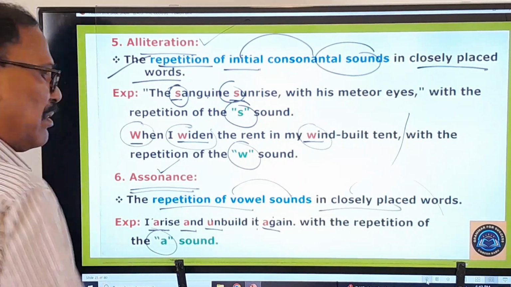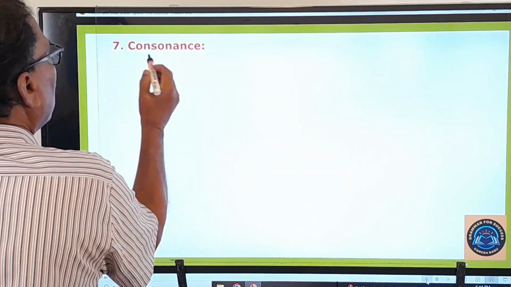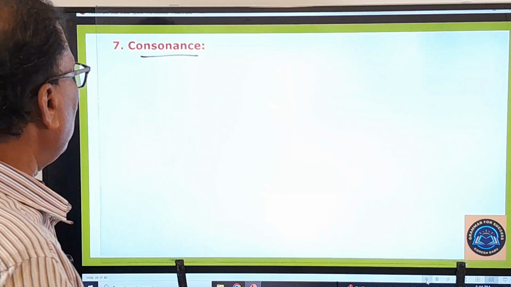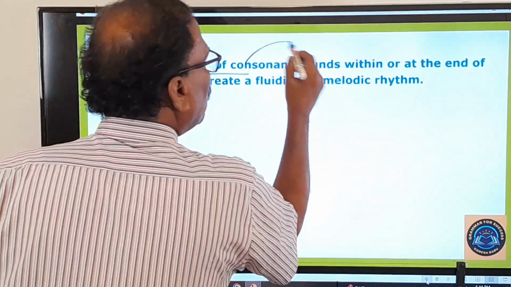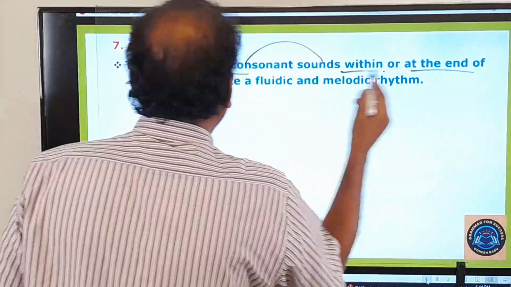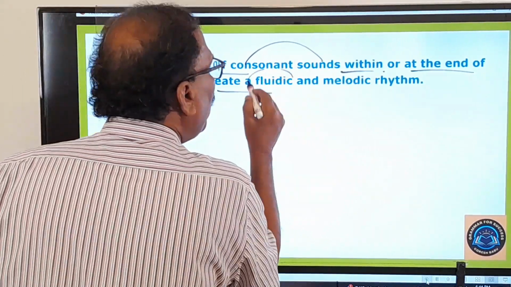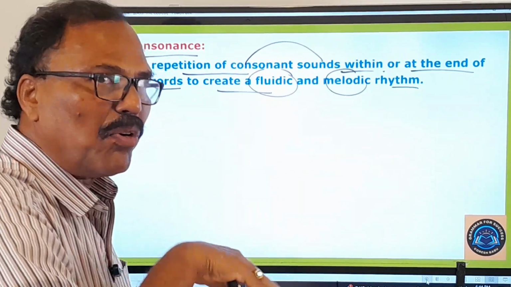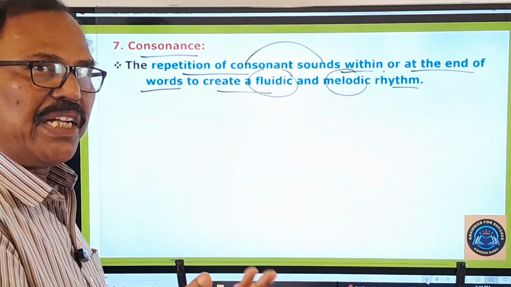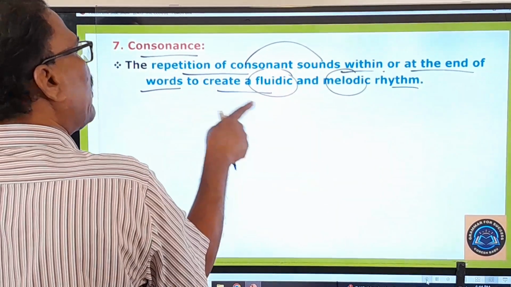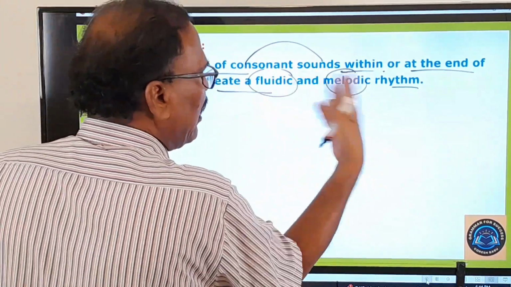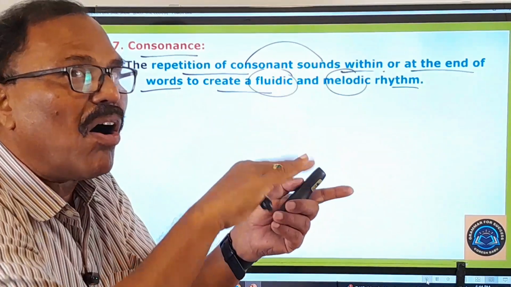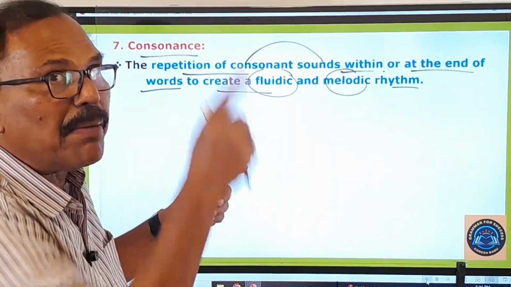You move on to the next literary device. Consonance is there. Alliteration, assonance, consonance. What is this consonance? The repetition of consonant sounds within or at the end of words to create a fluidic flow and melodic rhythm. Fluidic means flowing rhythm, and melodic means sweet rhythm. So to create that fluidic and melodic rhythm, there is this kind of repetition of consonant sounds within a word or at the end of a word. So alliteration is at the beginning of the word.